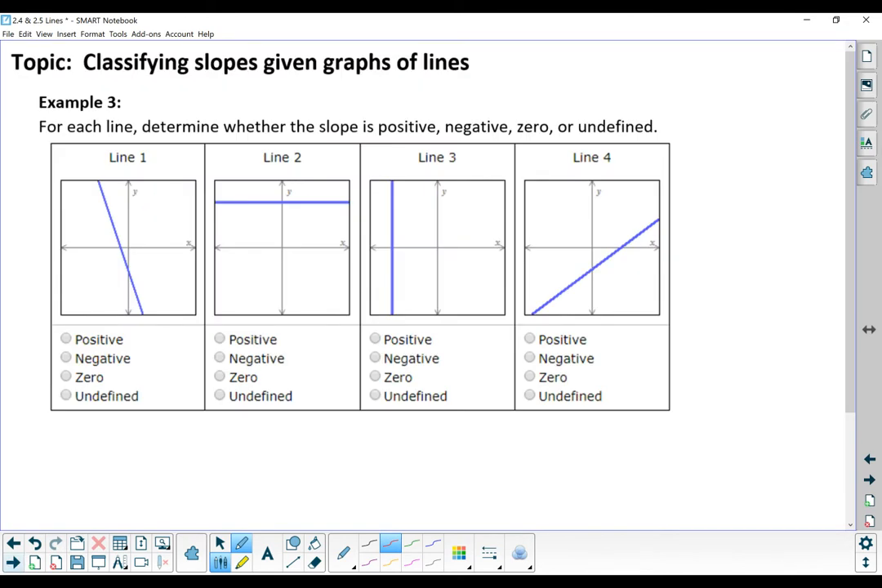So your first topic is to just classify slopes. So this one is going down from left to right, so it's negative. This one is a horizontal line, and so we say the slope is 0. This one is a vertical line, so that slope is undefined. And this one, the slope is going upwards or increasing from left to right, so we'd say that's a positive slope.